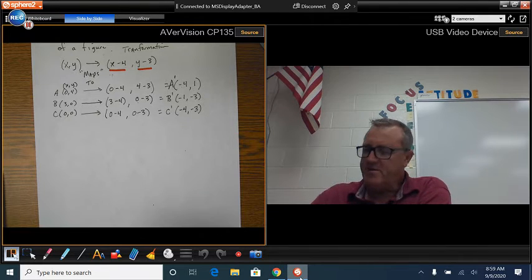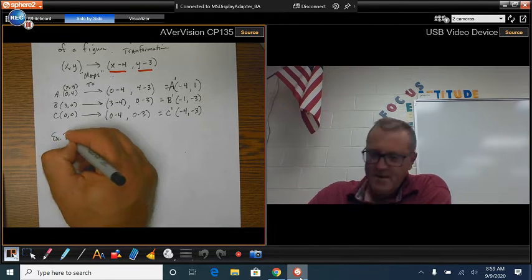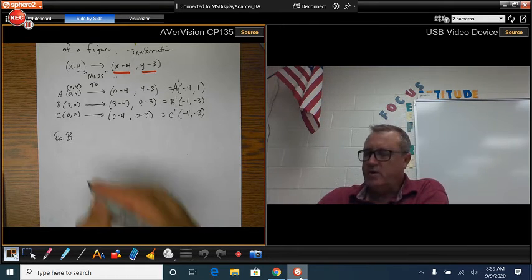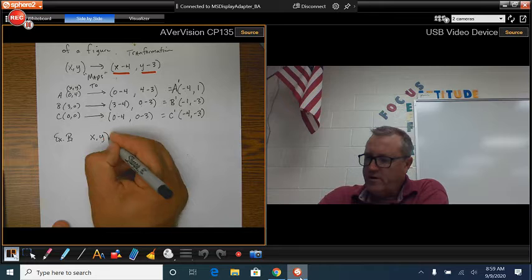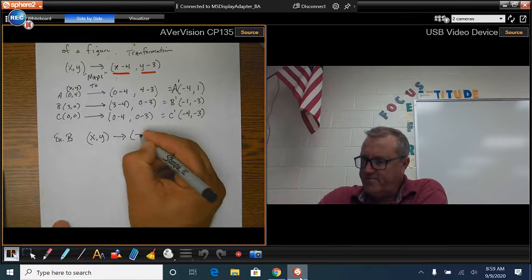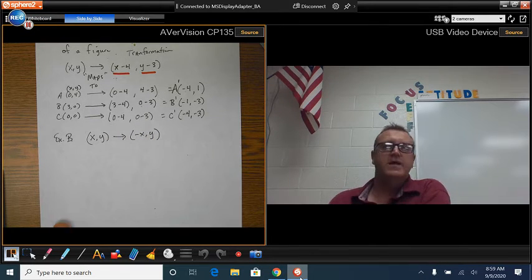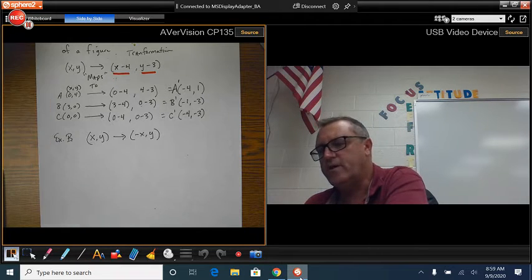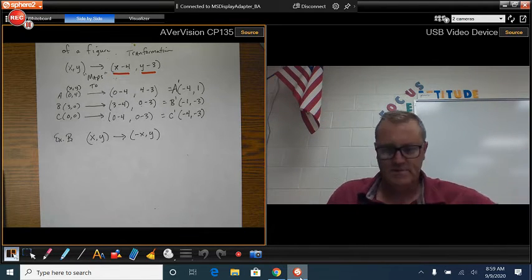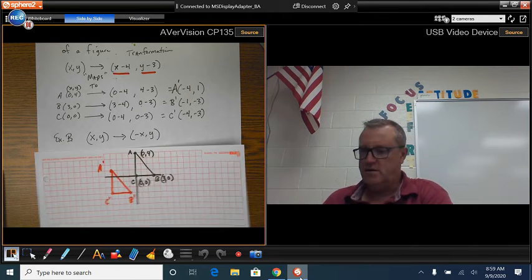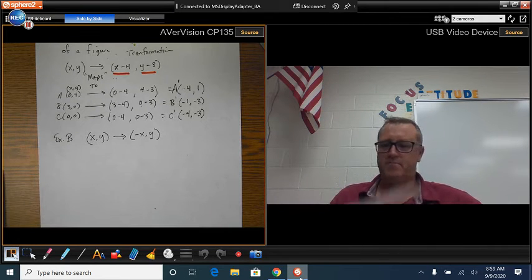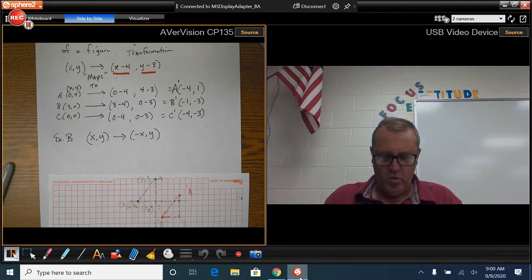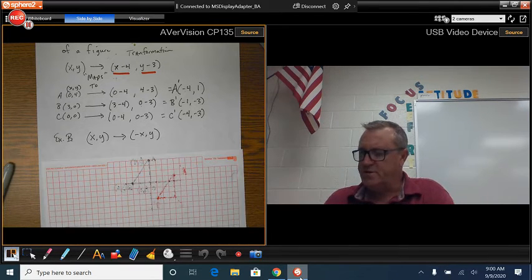All right, so example B. It says xy to negative xy. Ooh, throwing a curveball at us. The old curveball. So that's the transformation they want us to look at. And then they've got a graph over on the right side. So let me, I'll get a sheet of paper. The original picture is in bold.